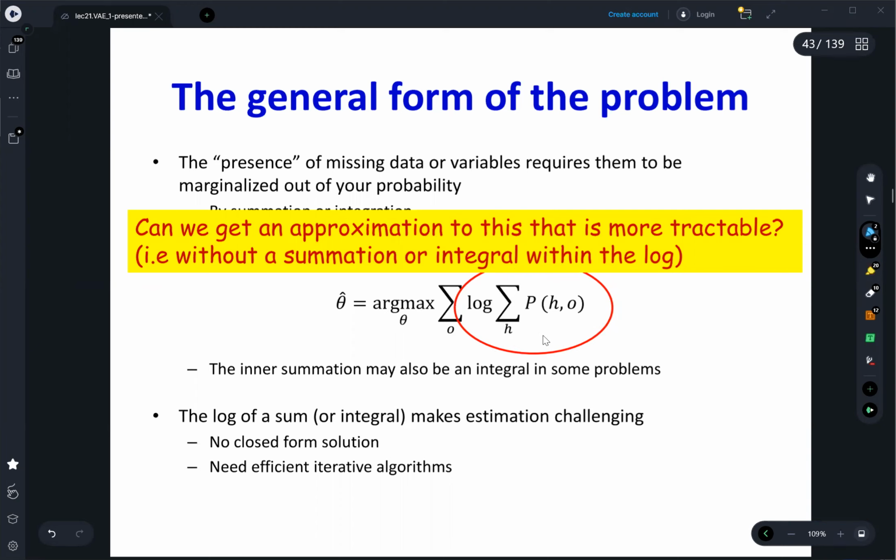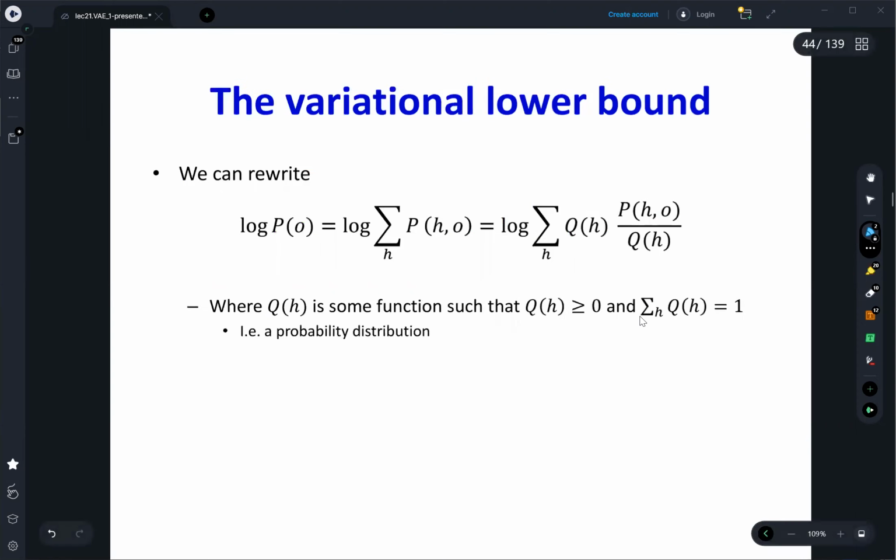And so you end up with a summation or an integral inside a logarithm. And now this results in a problem where direct optimization is not feasible. So given that direct optimization is not feasible, can we get an approximation to this optimization that's more tractable? Something without a summation or an integral within the log. And for that, we're going to introduce something called the variational lower bound.